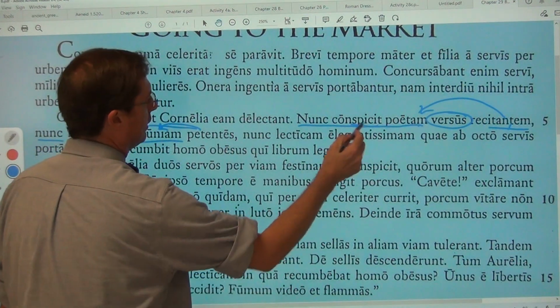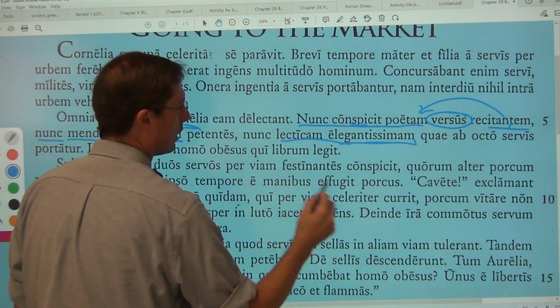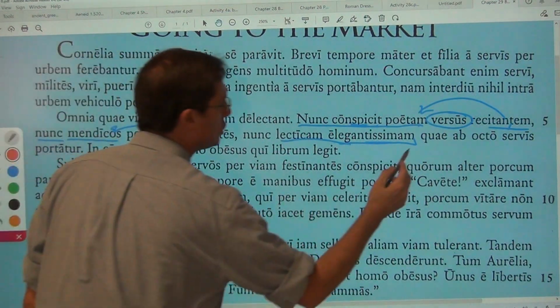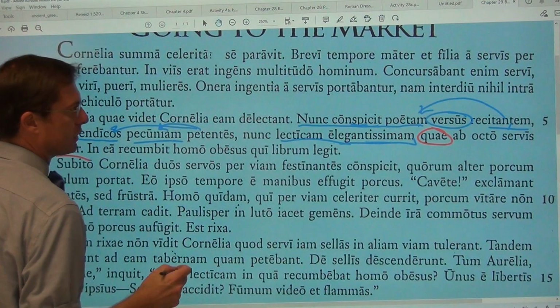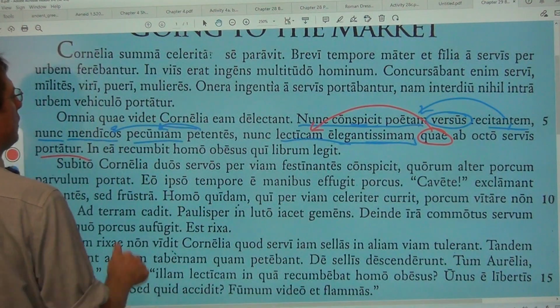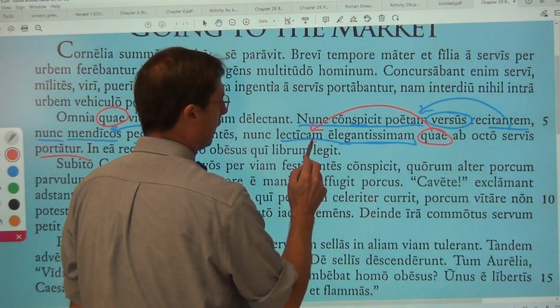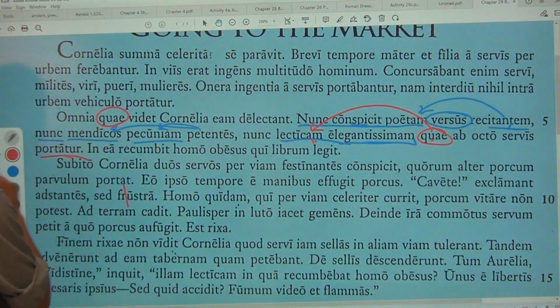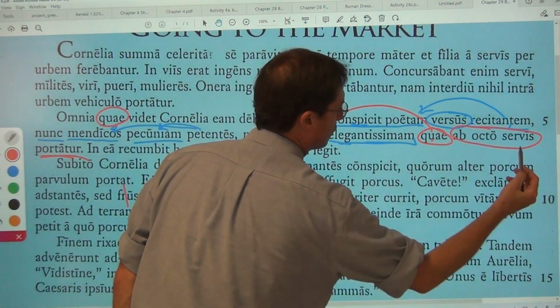Now she spots, implied again, a most elegant, a very elegant litter, quae, which is being carried, portatur, in the present passive, by eight slaves. A couple of things going on here. This quae is taking as its antecedent lecticam, and so unlike that quae, which was neuter and plural and accusative, this one is singular and feminine, and it is the subject of its clause, and so therefore it is nominative, singular, and feminine. And here we have yet again an ablative of personal agent.